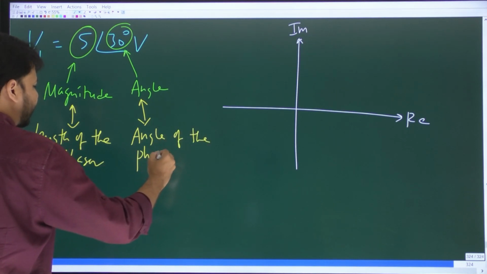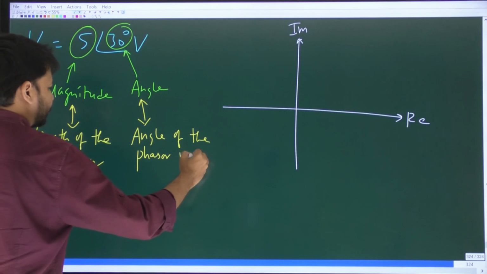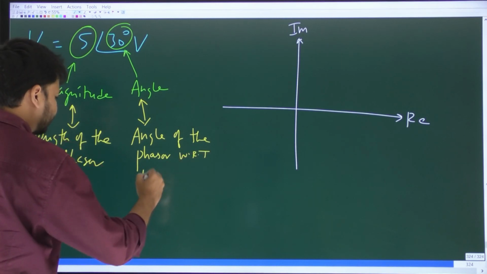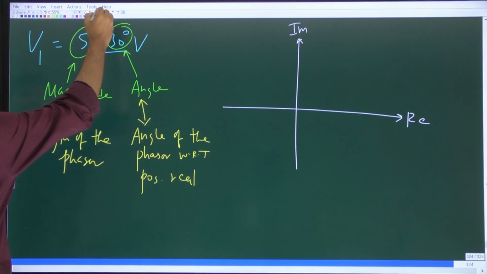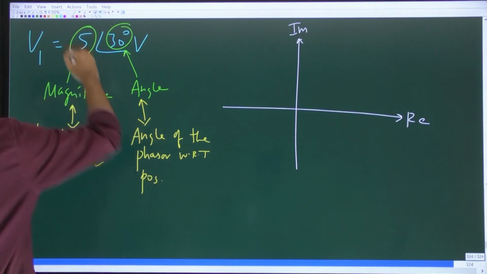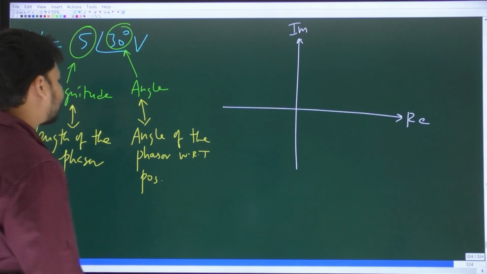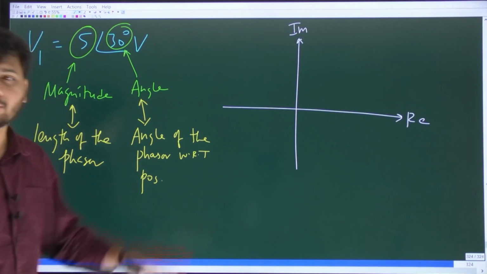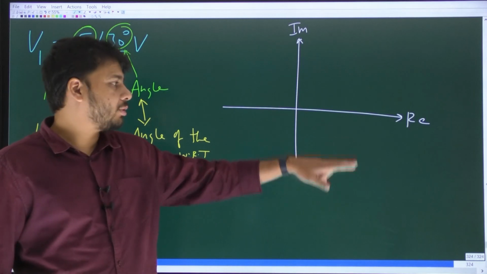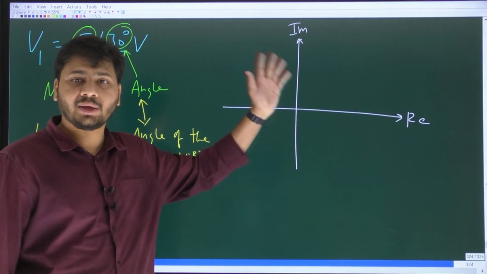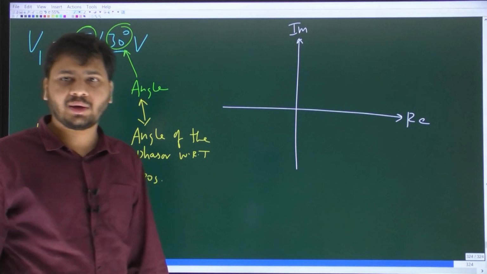Angle of the phasor with respect to positive real axis. Let me write this properly. So what is this 30 degrees? It is the angle of the phasor, which is what? A vector, with respect to positive real axis in the anti-clockwise direction.